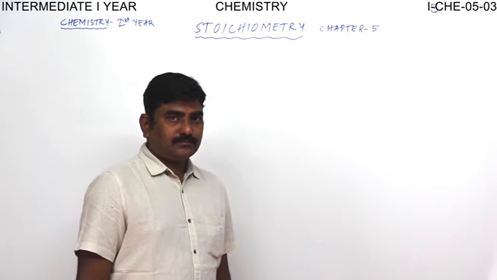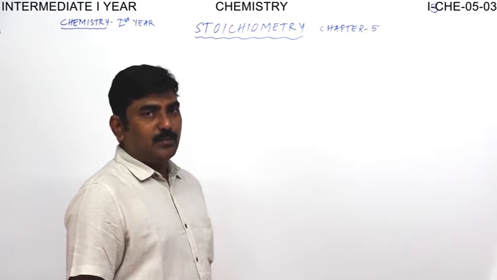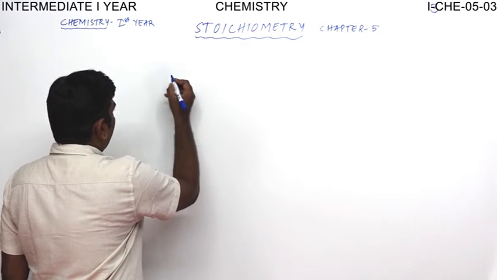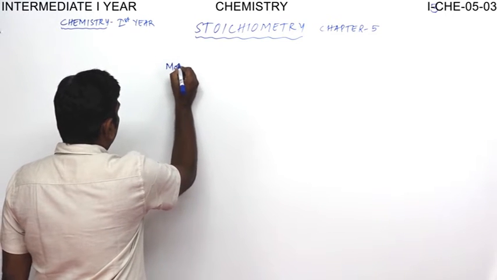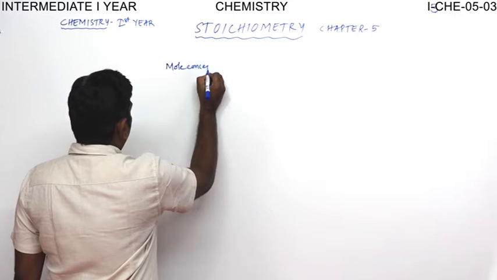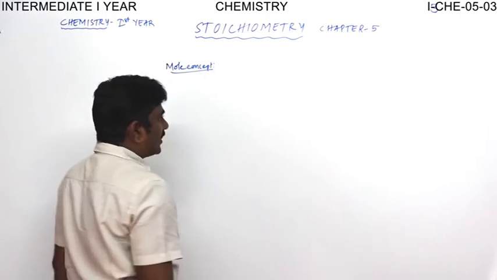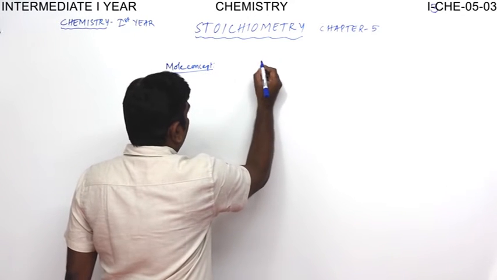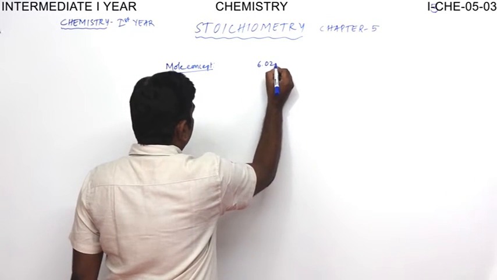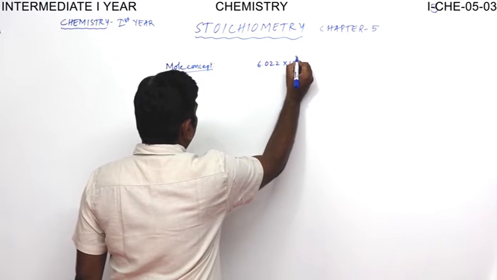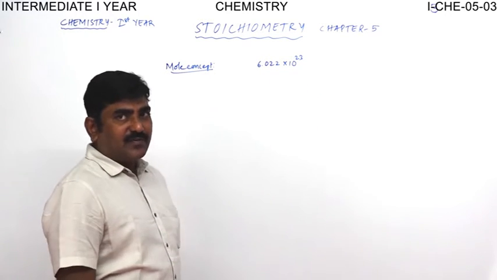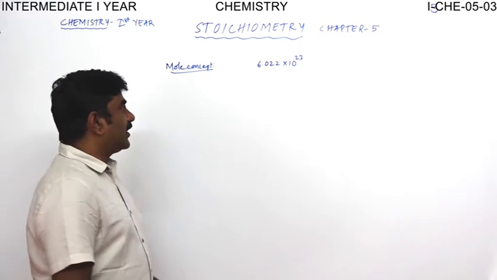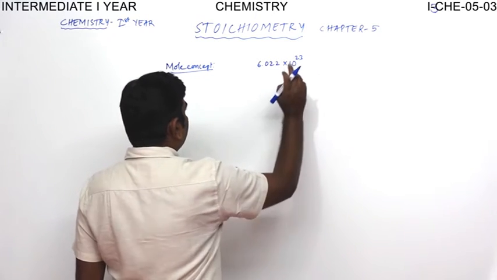Hello students, in the last class we completed mole concept. So once again let us see what is mole concept. In the last class we already completed the definition, and I'm just recalling the number. What is that? 6.022 into 10 power 23. That number of particles, 6.022 into 10 power 23 particles.